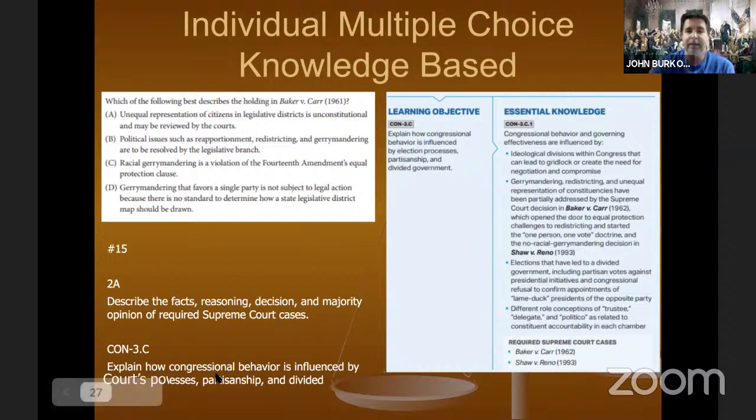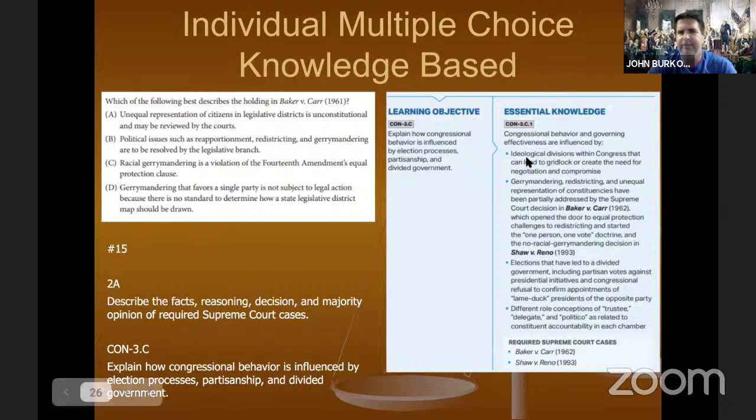And you have to explain how congressional behavior is influenced by election processes, partisanship. So here we're connecting unequal representation of citizens and legislatures. You know what? Let's just go over here. Let's just see what they're saying here. What does the CED have to say about this?